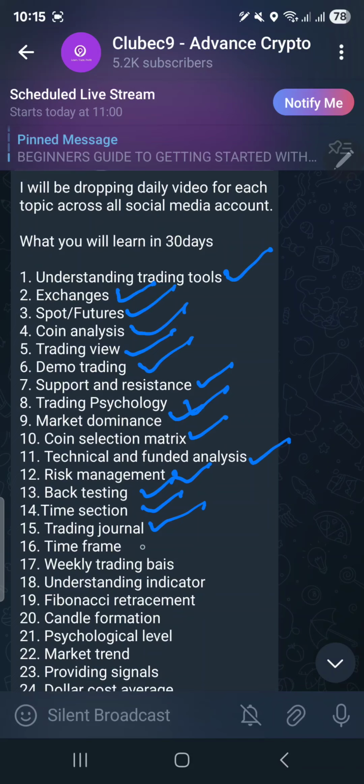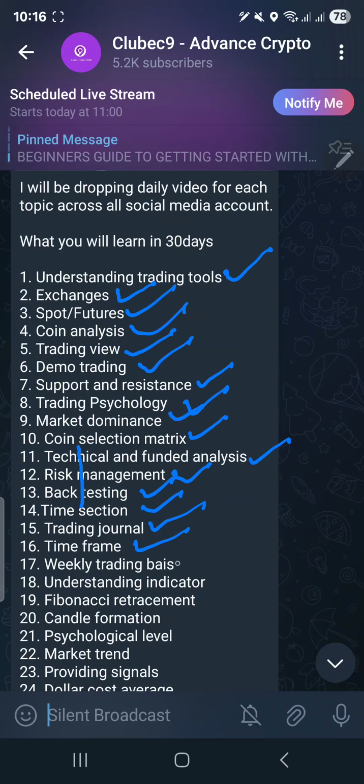Then we have time frame. The time frame is attached to the type of trader you want to be. If you are a swing trader, day trader, or a scalper, it's from here you will know, because the time frame will segregate which type of trader you want to become.